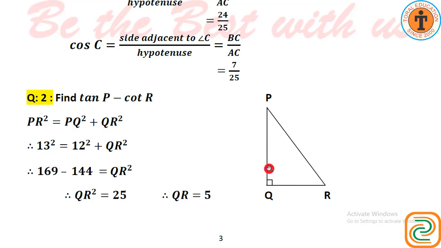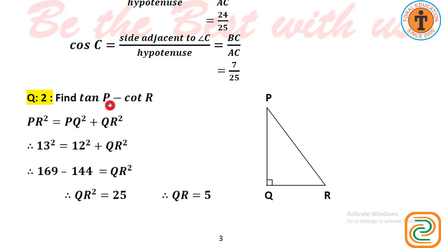I have taken it on the next page, but if I scroll, the page will turn and we will not find the figure. Therefore I am taking it here. Tan P, opposite upon adjacent. Opposite is 5, QR, adjacent is 12, PQ. So 5 upon 12. And cot R, that means adjacent upon opposite, similarly 5 upon 12. Both the answers are same.